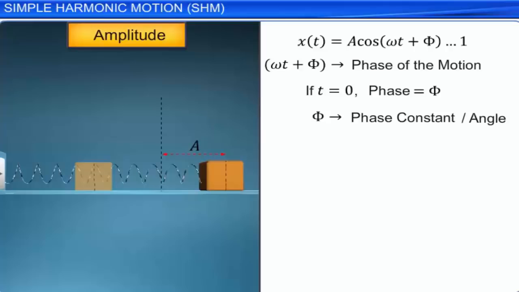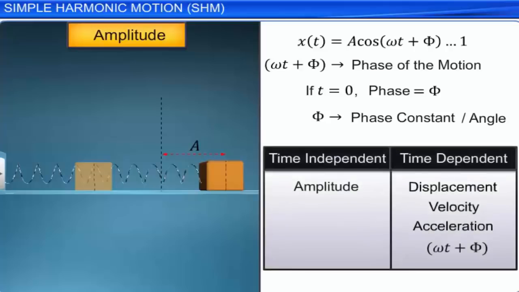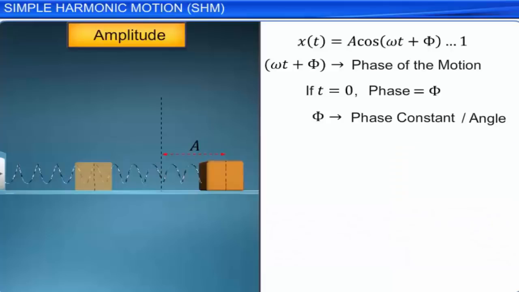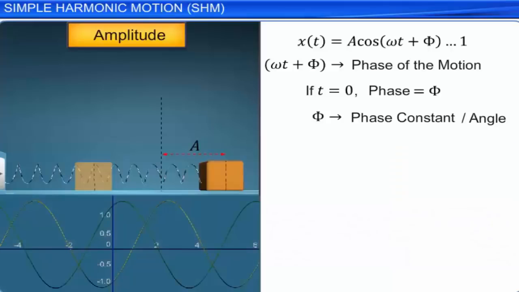It is the initial phase of the particle executing simple harmonic motion. In simple harmonic motion, amplitude is the only quantity that is time independent, whereas displacement, velocity, acceleration and the phase angle omega t plus phi are time dependent. As shown in the graph, two simple harmonic motions may differ in the phase constant phi in spite of having the same omega values.